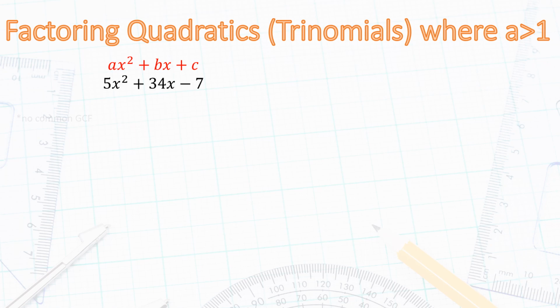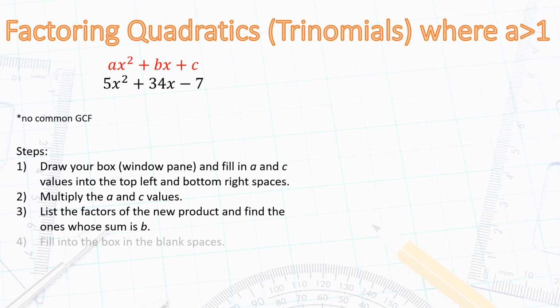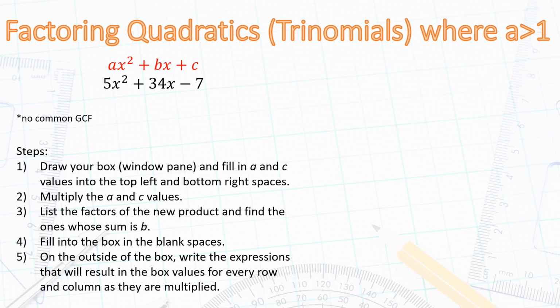Let's take a look at another one. I'll put my steps down here on the left again. So step 1, remember, is draw the box. And then in the top left, fill in the lead coefficient and x squared, and in the bottom right goes the constant. We then multiply the first and last, so 5 times minus 7, we get negative 35.